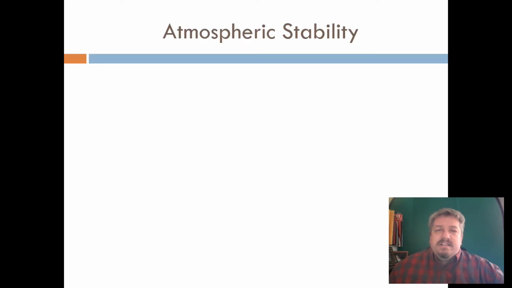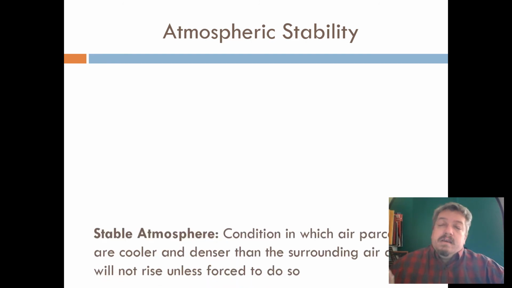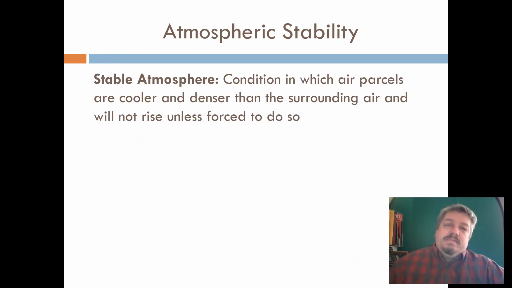Adiabatic cooling leads to this idea of atmospheric stability. I know I keep on throwing these concepts and terms at you, but these are all going to build so that we can see how weather actually happens. Stable atmosphere. This just means this: the conditions are such that the air will basically stay the same. It doesn't rise or fall unless something else happens to make it. All things being equal, the air is going to stay where it is.